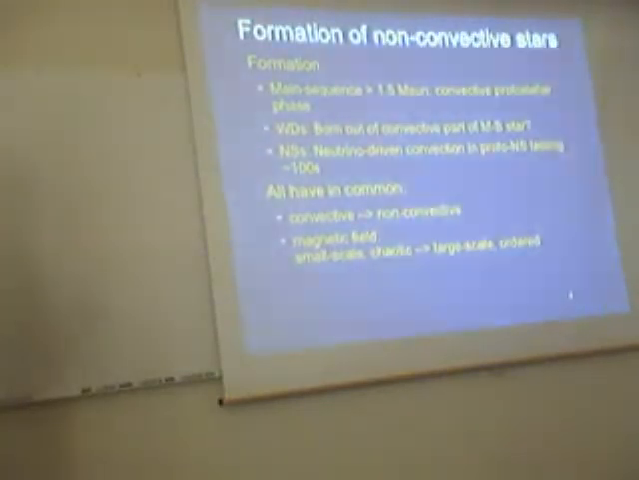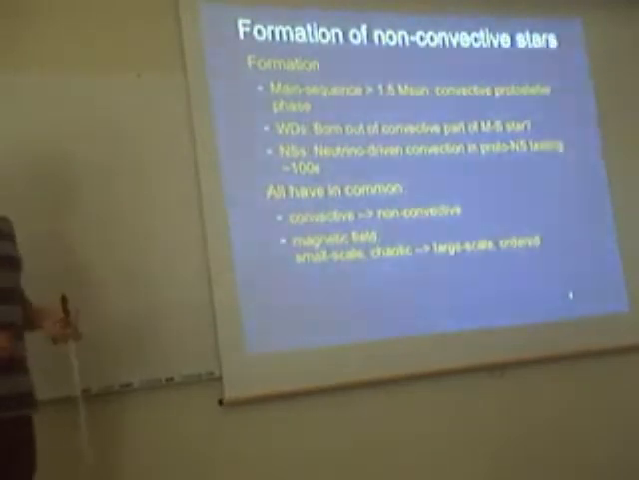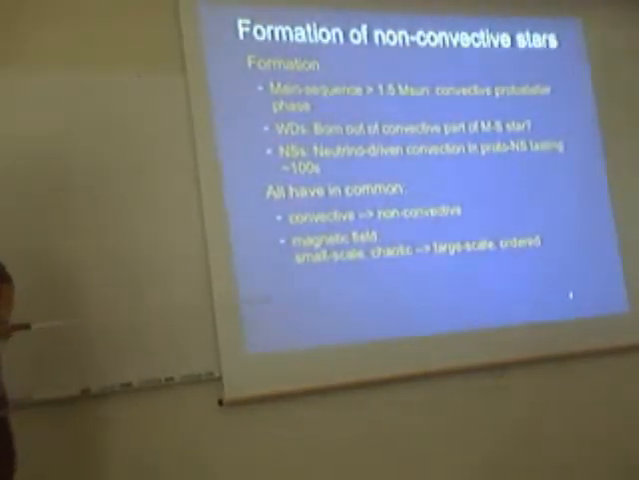And the neutron stars, so a neutron star forms in a supernova, and just after it forms, it's cooling down rapidly, and it's emitting lots of neutrinos, and that drives convection, and that lasts about 100 seconds, which in neutron star terms is a long time. So what they all have in common is that they were convective for some period, and now they're non-convective. And the magnetic field, well, we observe on convective stars that we have a small scale, churned up chaotic field. But we observe on these non-convective stars that they have a large scale and ordered field.